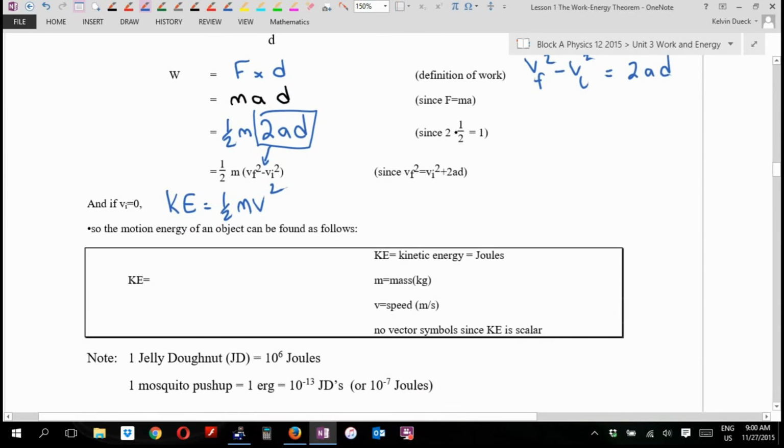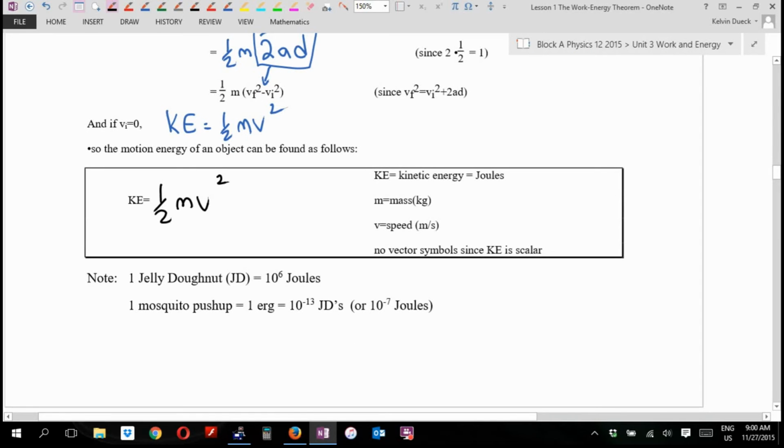So let's put it in the box. Kinetic energy equals a half mv squared. It's a scalar equation where m is the mass, v is the, and I'm being careful, the speed. You notice I didn't say velocity because it's a scalar. No vector symbols because kinetic energy is a scalar.